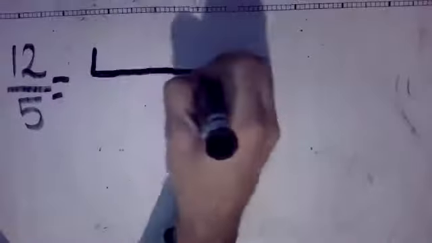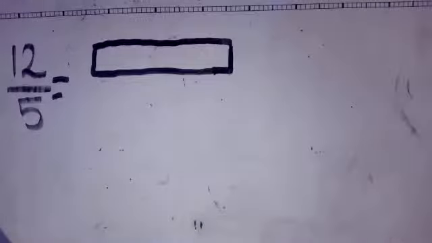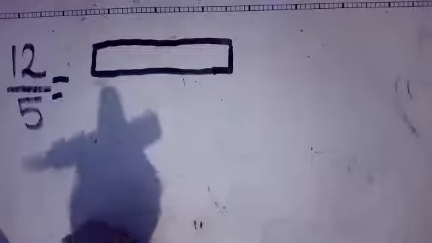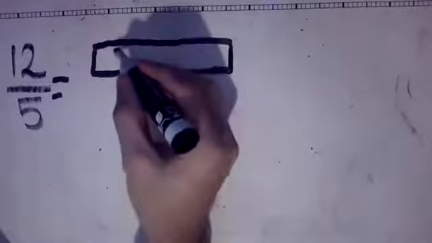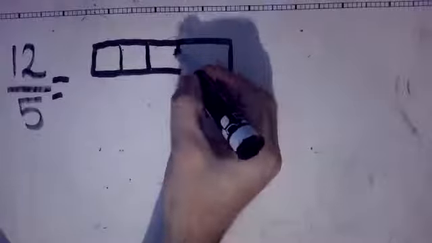So I want to make 12/5. So I'm going to start with an empty whole. So this is an empty fraction bar. Right now, it's nothing. I need to split it into pieces. I'm going to split it into 5 pieces because I know that that's what my denominator is telling me to do. So I'm going to split it into 5 equal pieces.